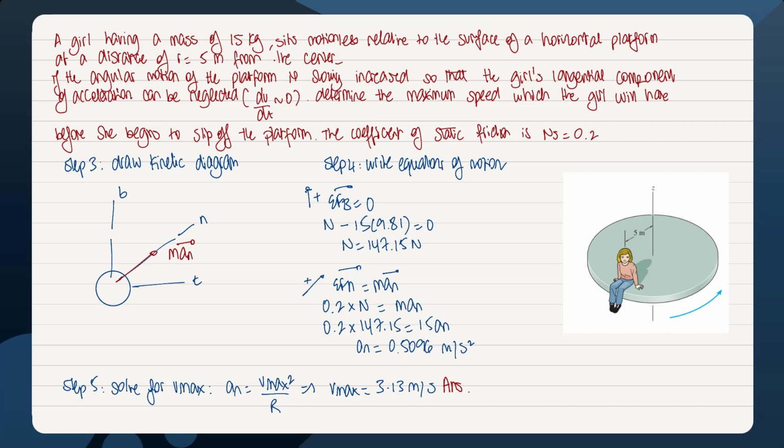Just one thing to keep in mind: whenever you have an object which rotates on a platform, the frictional force is always directed inwards, since it tries to resist the motion developed by the rotation.